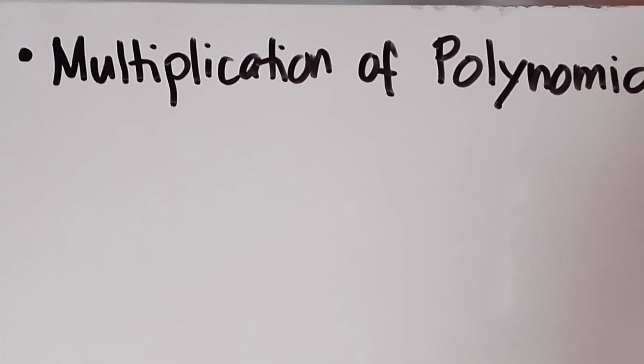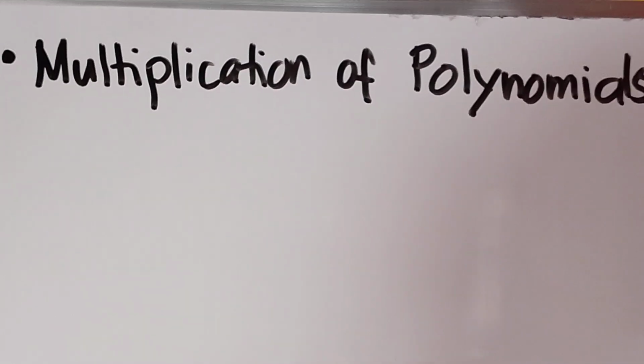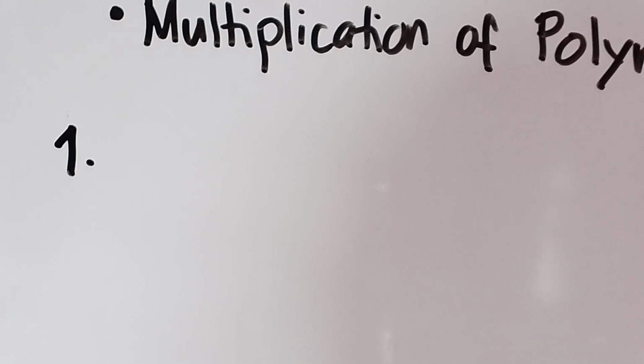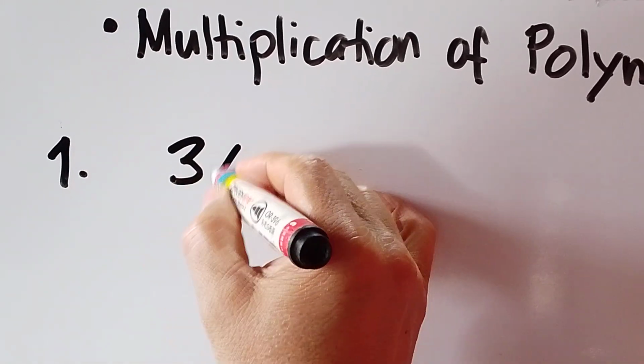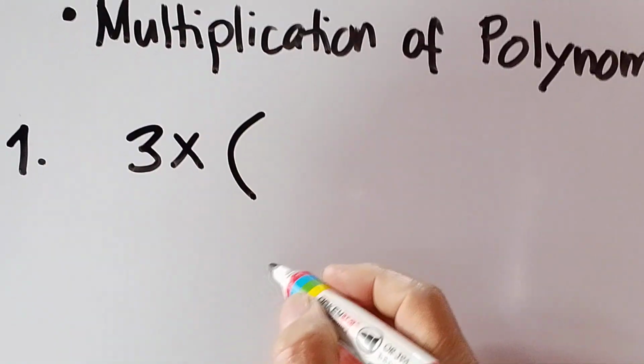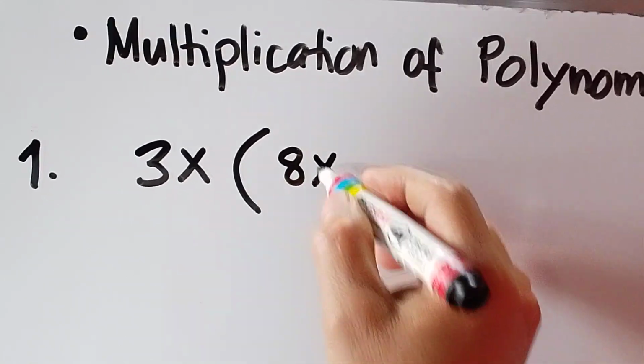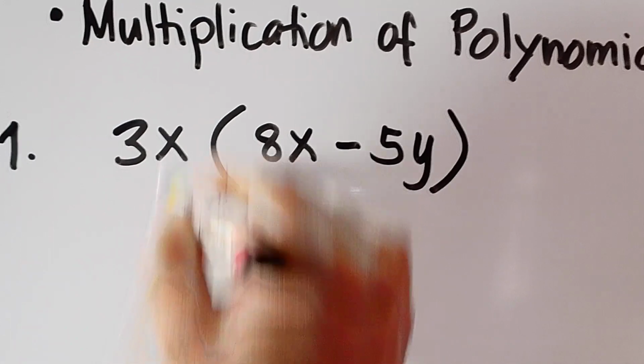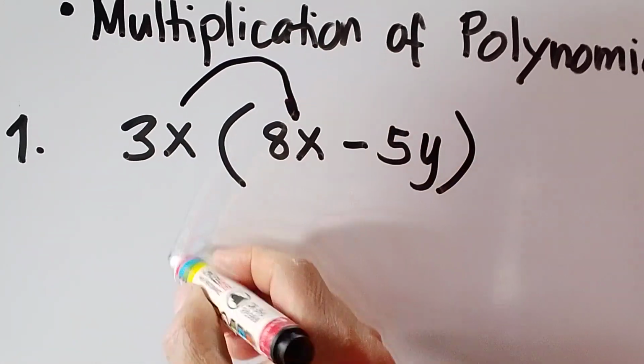Today's blog is about multiplication of polynomials. Number 1: 3x times the quantity 8x minus 5y. So I have to distribute this one.